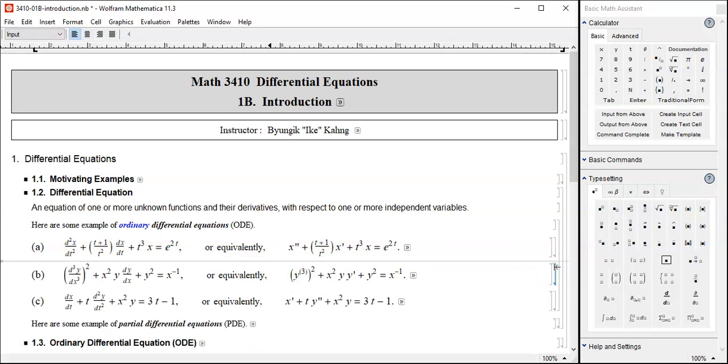Next example here is not going to be linear. Here we have third derivative, but it's squared. So it's nonlinear. Another one, y squared, nonlinear.